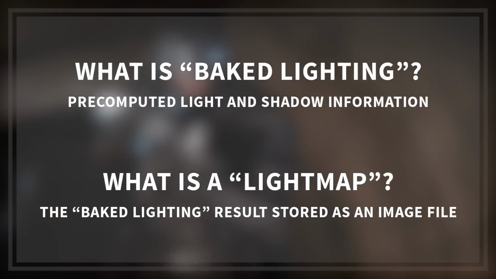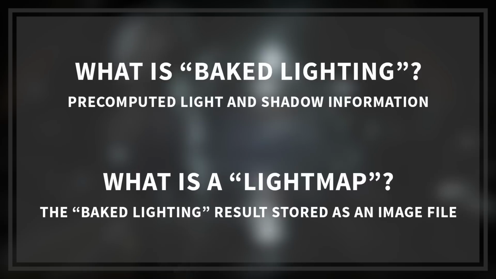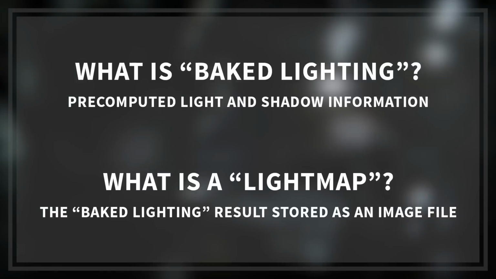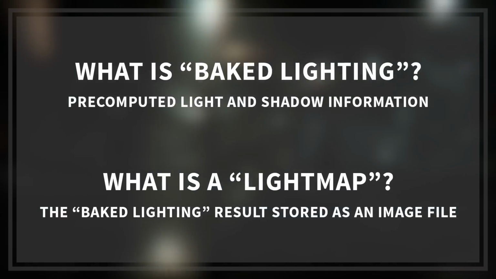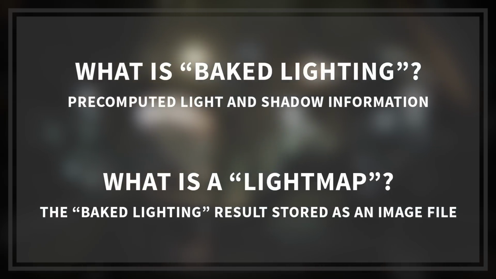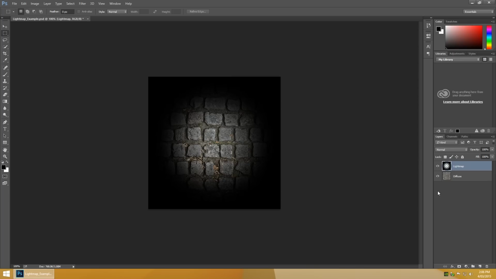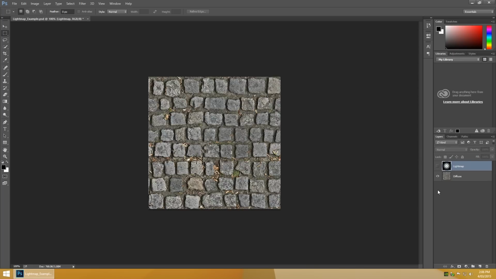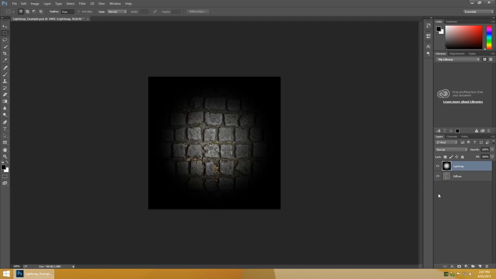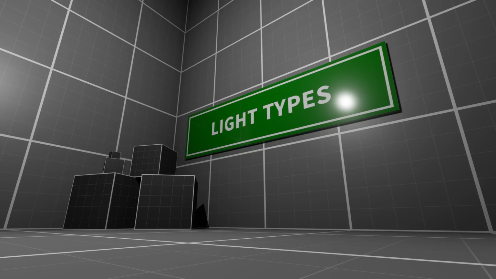If you're a new developer, you may be wondering what the terms baked lighting and lightmap actually mean. Essentially, baked lighting involves pre-computing the light and shadow information prior to runtime, and then storing that information into a separate image file known as a lightmap. For example, if I had a spotlight pointed at the ground, the result may appear similar to this in-game. This is due to the combination of the diffused texture and the pre-computed lightmap, and is not too dissimilar to how layering works in Photoshop.